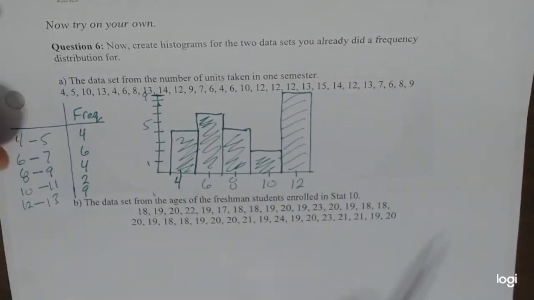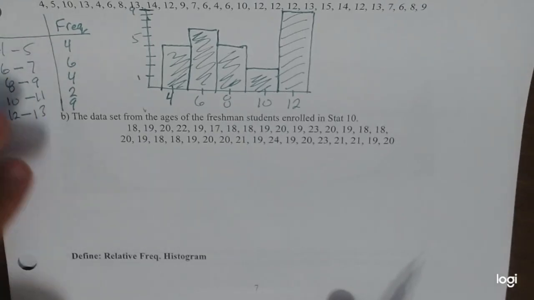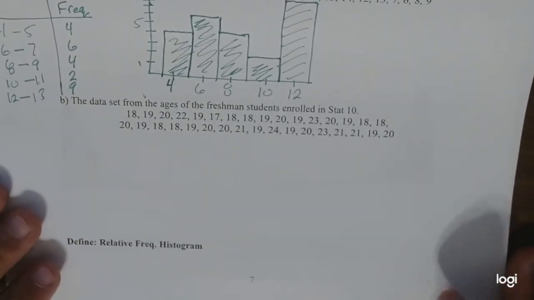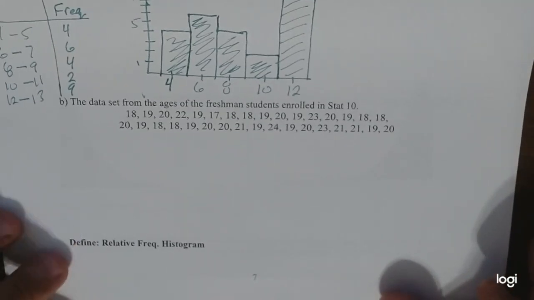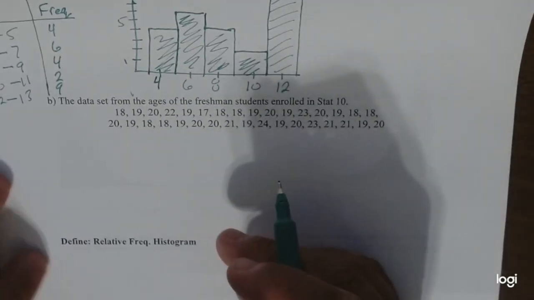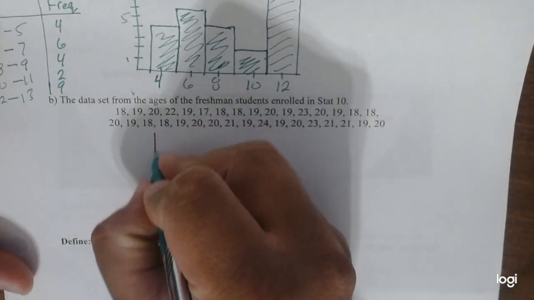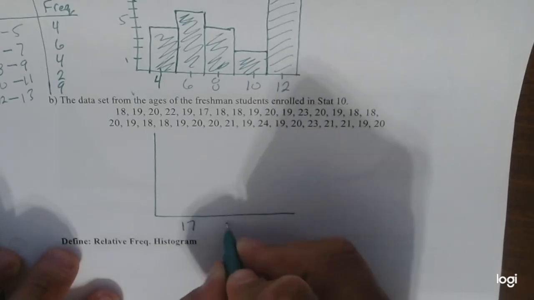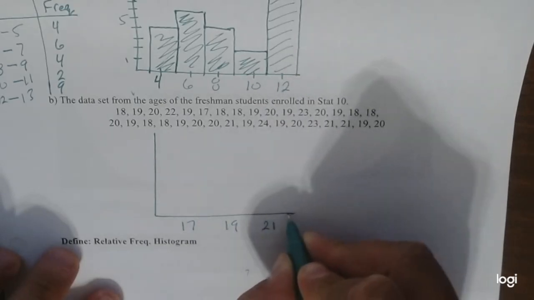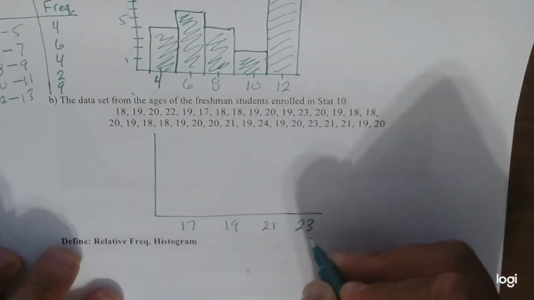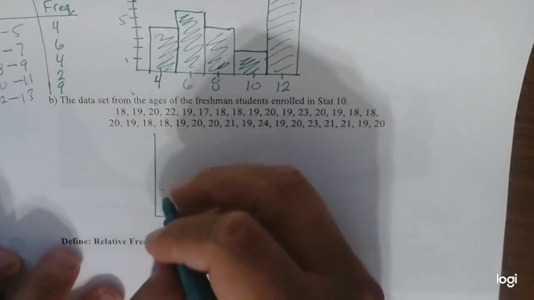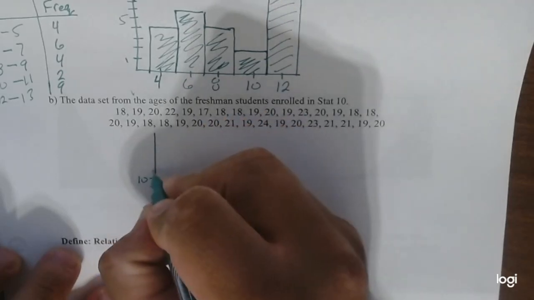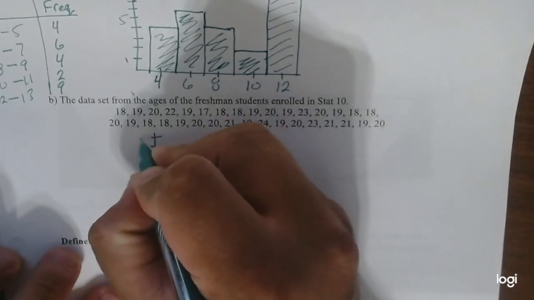So why don't you guys try B? Again, we already did the frequency distribution for this one. Using the freshman portion, go ahead and quickly do a histogram. So 3, 2, 1, pause. All right, so hope you guys did it. Let me just draw it here. Lower class limits, so 17, 19, 21, and then 23. The highest one goes to 18, so I'm going to go by 2. So 2, 4, 6, 8, 10, 12, 14, 16, 18, 20.